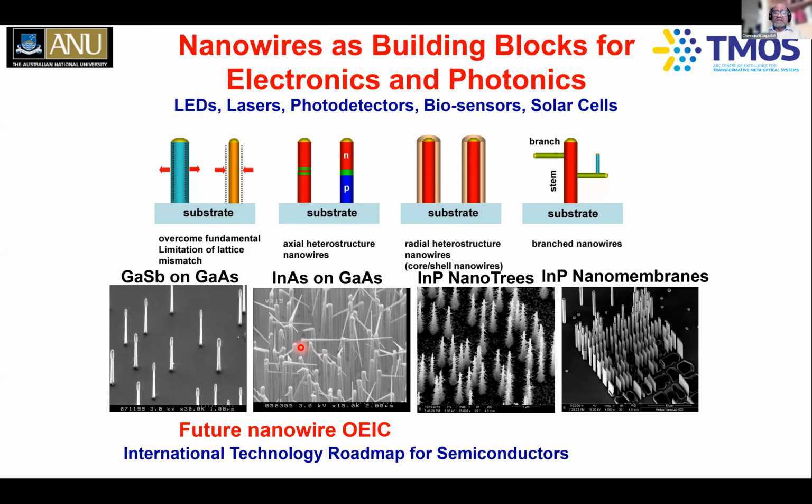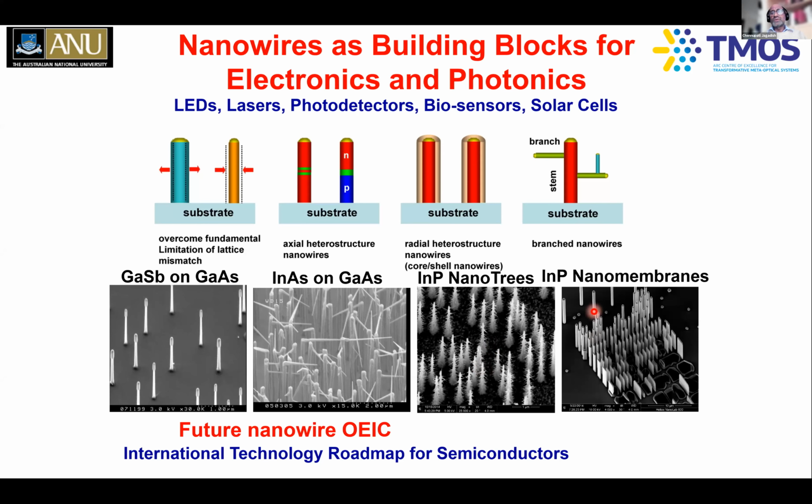You can also grow indium arsenide. Indium arsenide is a very good material for transistors, and you can also grow cantilevers on top of this gallium arsenide stem here. They could be used for scanning probes and so on. You can also create things like indium phosphide nano trees, which are very good for energy harvesting applications, like splitting of water to generate hydrogen, for example, which I will come back to.